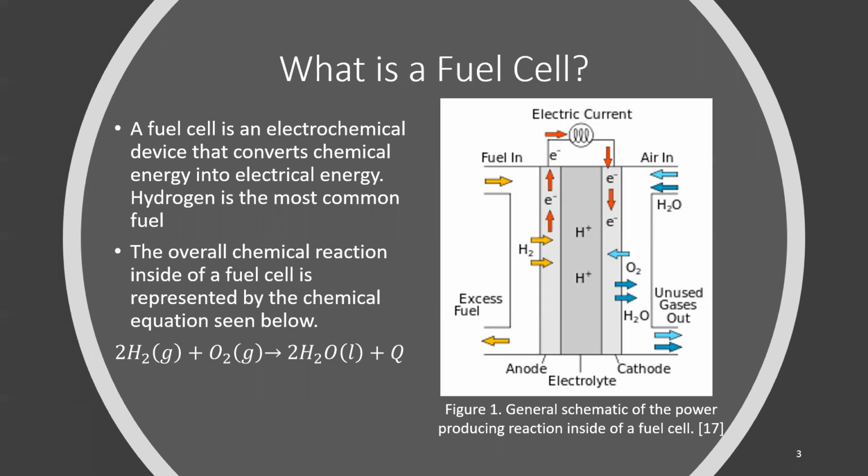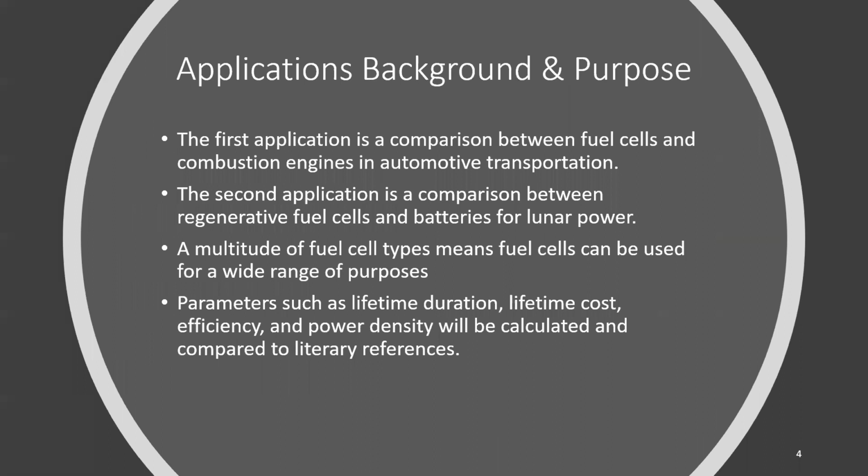The overall chemical reaction inside of a PEM fuel cell is represented by the chemical reaction below on screen. And the figure on the right just kind of shows a general schematic of how a fuel cell works. Hydrogen enters from the left, it hits the anode, and the anode takes an electron away from the hydrogen, pushes that electron through a wire, produces a current. The hydrogen moves to the electrolyte, combines with the oxygen, and produces water as the product.